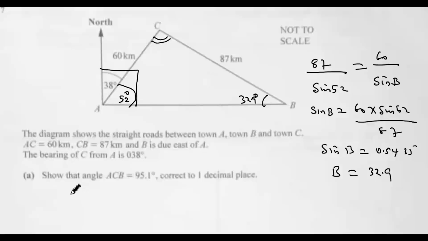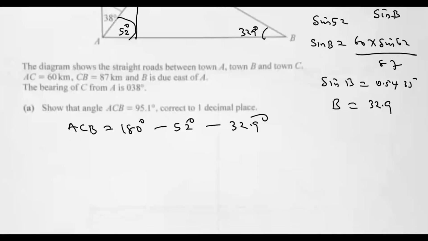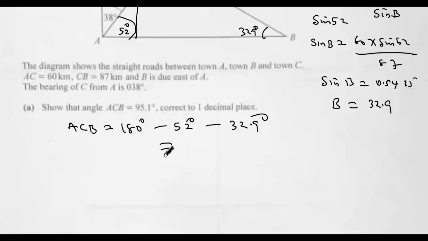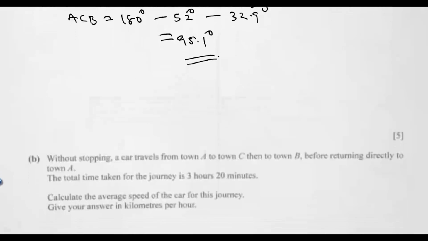So that means you can say angle ACB is equal to 180 degrees, take away 52 degrees, take away 32.9 degrees. So this will be equal to 95.1 degrees. So that has been shown. So let's go to the B part.